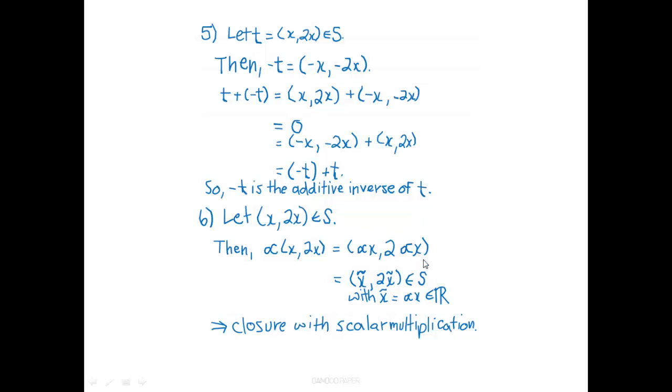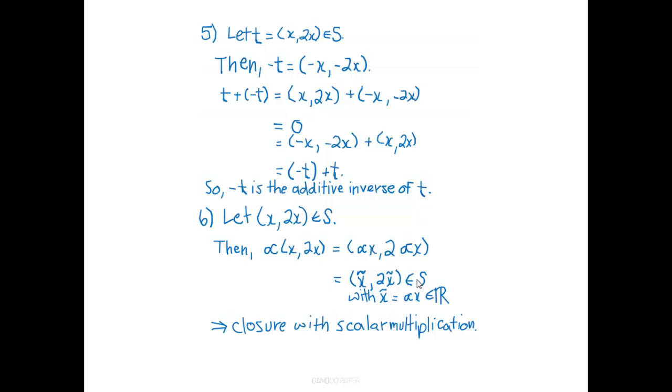And again, we are just using the standard definition of scalar multiplication here. And that equals (x wiggle, 2x wiggle), where x wiggle is alpha x. Alpha is a real number, x is a real number. The product of two real numbers is a real number. So my last vector is an element in S. And that proves closure with respect to scalar multiplication.